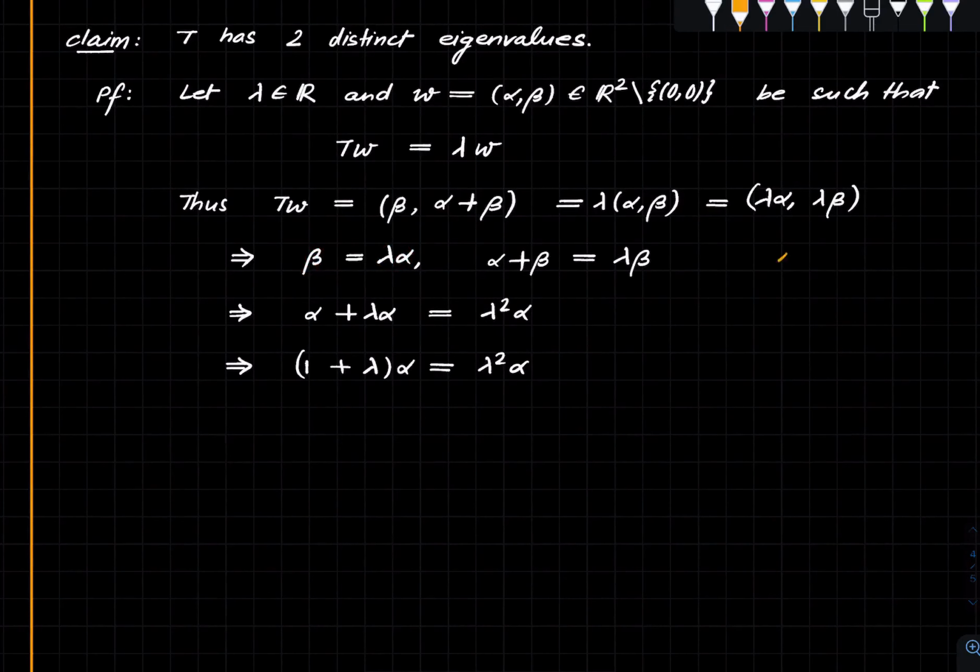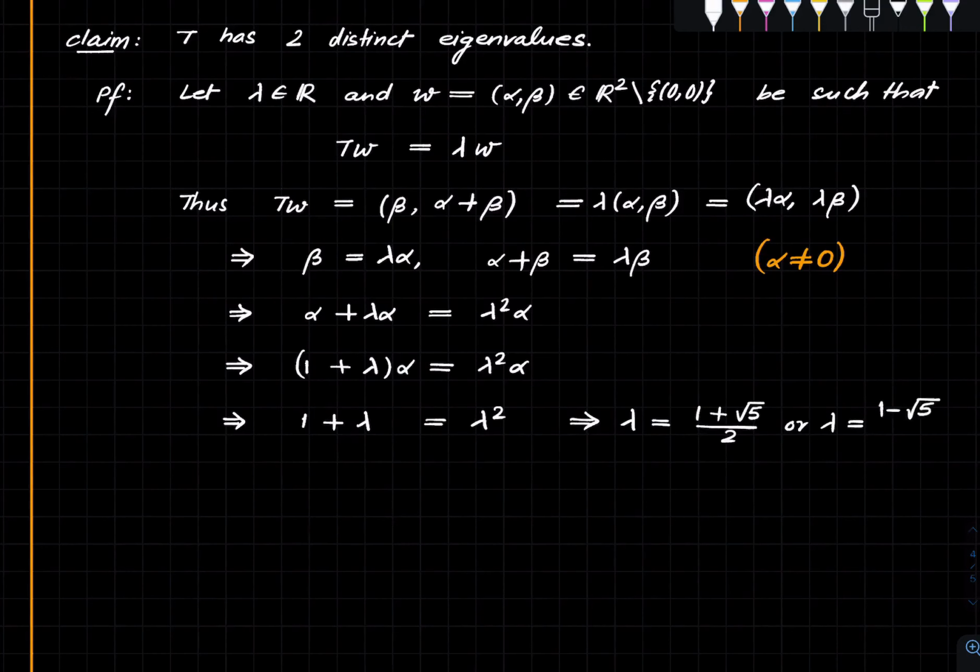Maybe I should write it here. Alpha is non-zero is a deduction of this statement, because if alpha were 0, then beta would also be 0, and hence W would become 0, but W is chosen to be non-zero. So this implies 1 plus lambda equals lambda square, which implies lambda is one of two things. So either lambda is 1 plus root 5 by 2, or lambda is equal to 1 minus root 5 by 2. So this we will call phi, maybe.